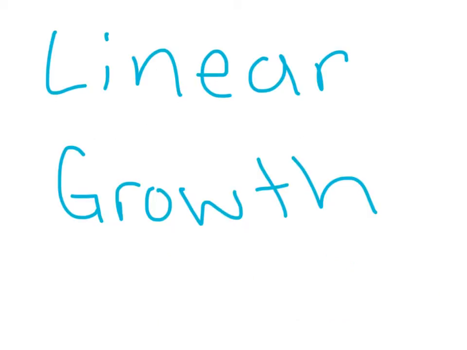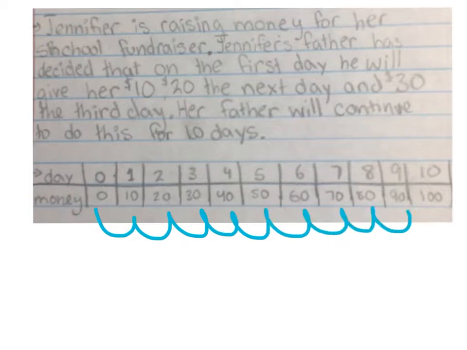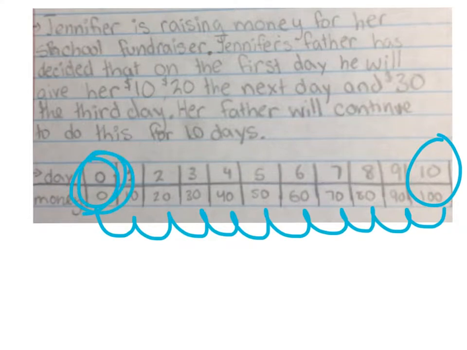Linear growth with Cierra. Jennifer is raising money for her school fundraiser. Jennifer's father has decided that on the first day he will give her $10, $20 the next day, and $30 the third day. Her father will continue to do this for 10 days. This table shows that each day she is getting $10 more from her father. And so on the 10th day, she's getting $100. But she's starting out with $0 on the 0th day because she did not have any money then.